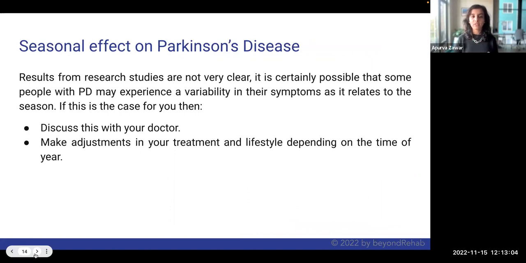So as you know, the results from all of the research studies are not very clear. It is certainly possible that some people with Parkinson's disease or with chronic pain may experience a variability in their symptoms as it relates to the season. So there's a high probability that everyone might experience pain differently, and you might have more sensitivity to pain with changing weather as compared to a regular scenario. And if you see your pain is varying based on the changing season, then maybe it's good to have a discussion with your doctor, and make adjustments in regards to Parkinson's disease. If you have fluctuating symptoms, a fluctuating pain experience, then that will be a good starting point to have a discussion with your team and make adjustments in your treatment and lifestyle depending on the time of the year.